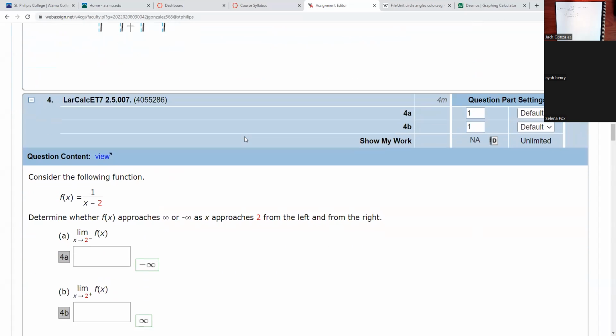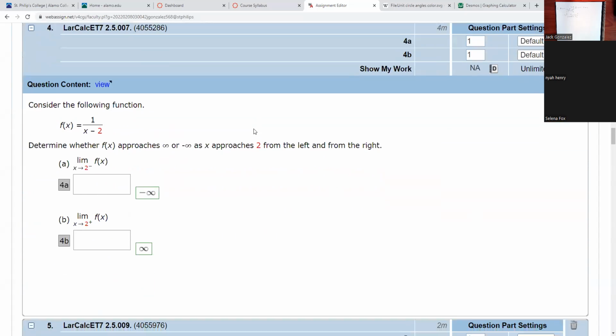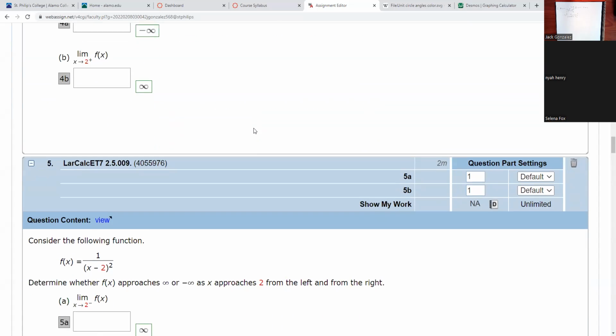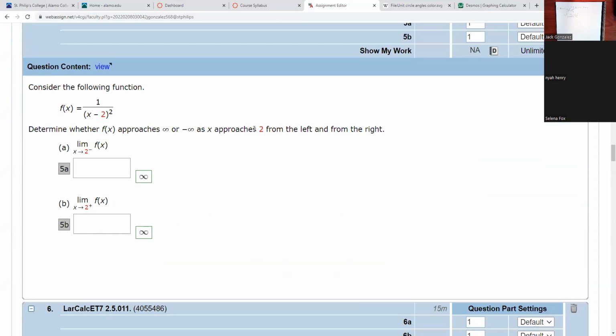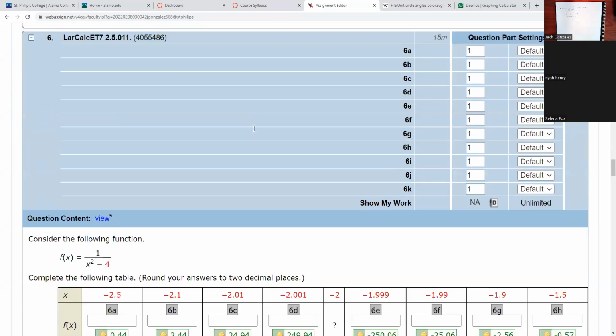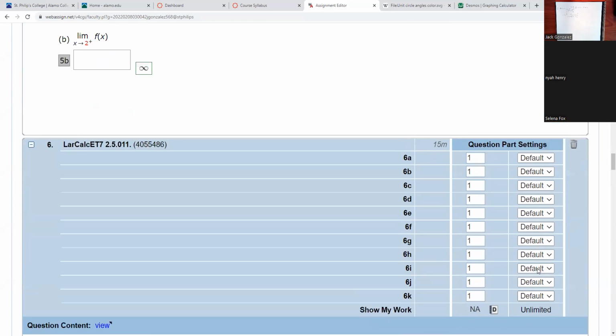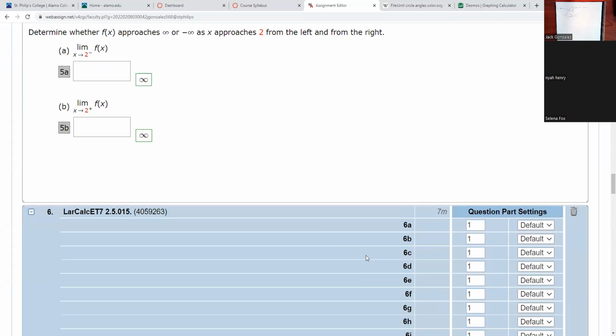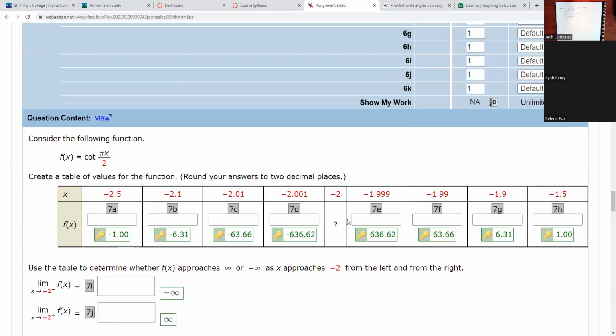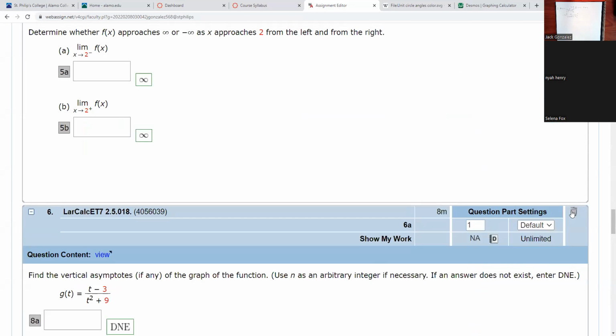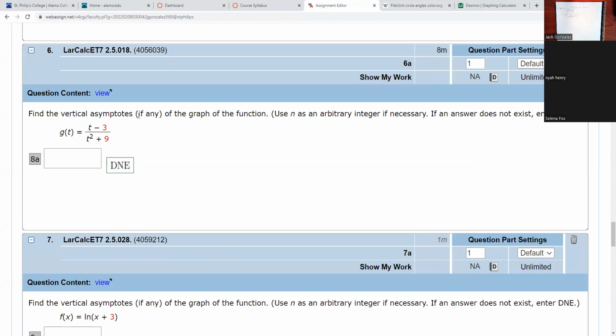All right, let's find something different then. 4, same type of deal. So it's 5. It's boring. This question sucks. Someone deleted it. 20 different parts. Okay.